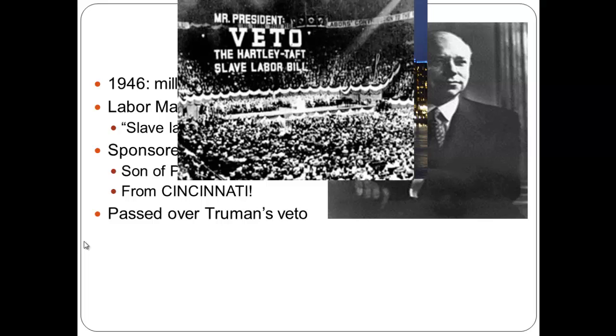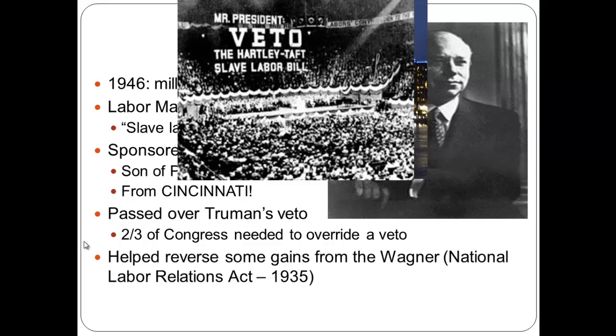And this act was passed over Harry Truman's veto. So Congress passed this, Harry Truman vetoed it, and then Congress passed it over his veto. And remember, it takes 2/3 of Congress to override a presidential veto. Here is a picture of a union meeting in which they are urging Mr. President to veto the Hartley-Taft slave labor bill. And this helped reverse some gains from the Wagner or the National Labor Relations Act of 1935 during FDR's presidency and a part of the New Deal.